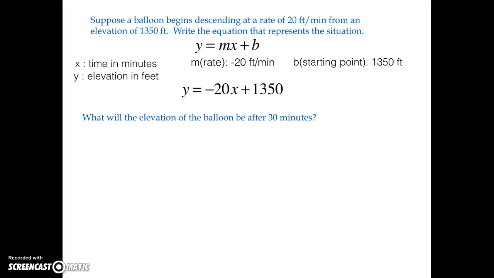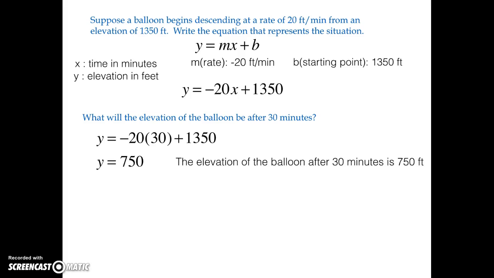What will the elevation of the balloon be after 30 minutes? Since x equals time, we're going to plug in 30 for where we have x in our equation. And then when we simplify, we get 750. To answer in a complete sentence, the elevation of the balloon after 30 minutes is 750 feet. Don't forget your units when you write your sentence.